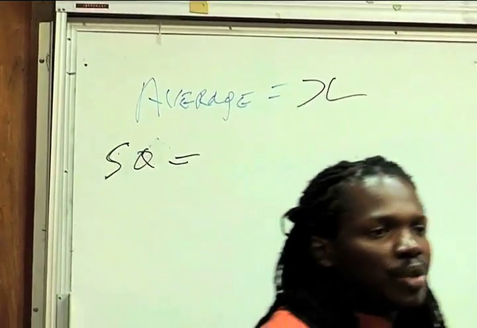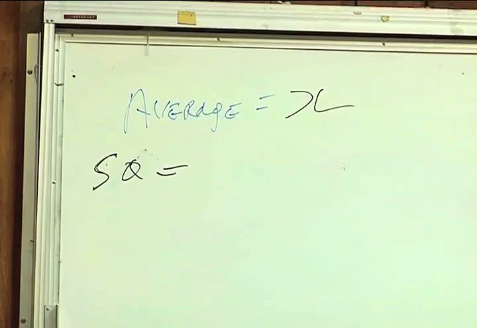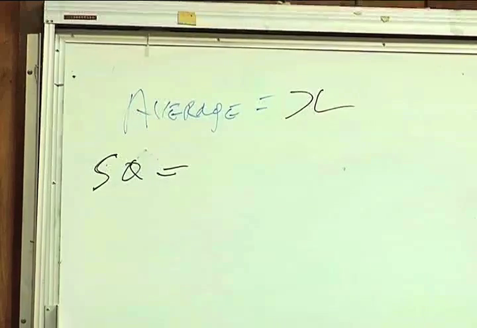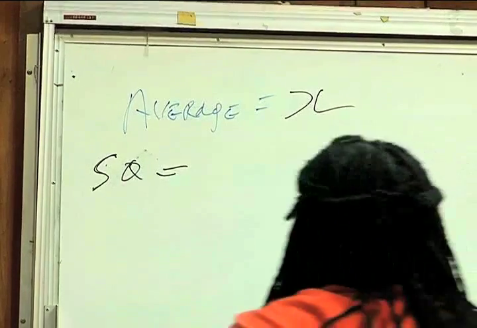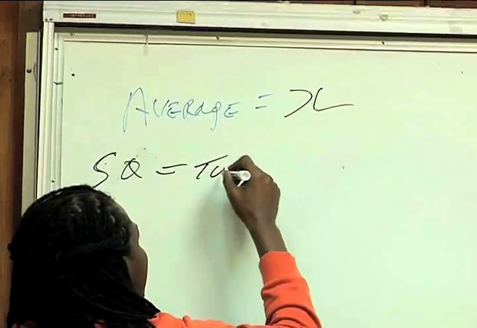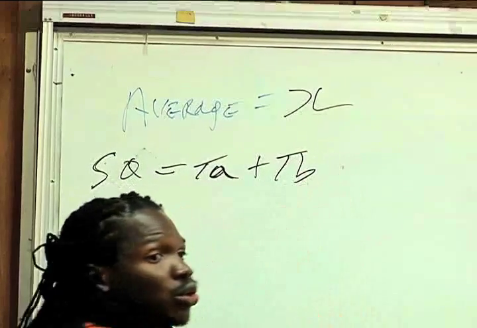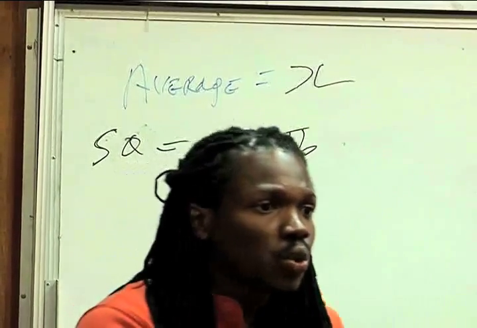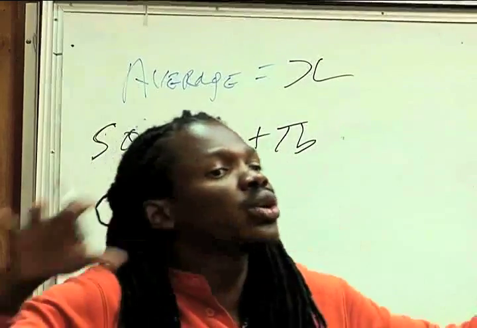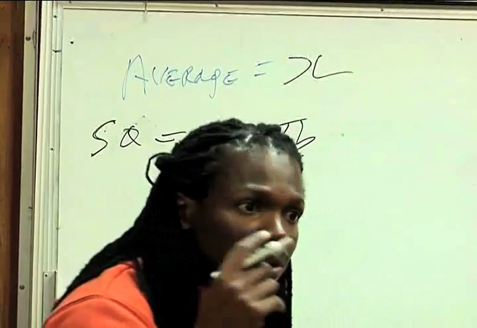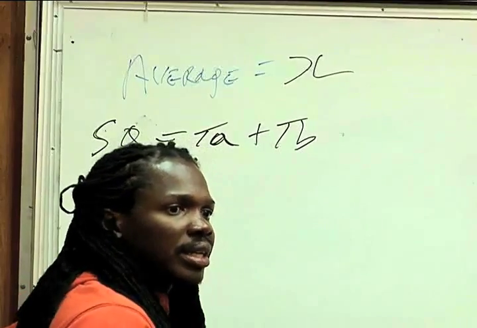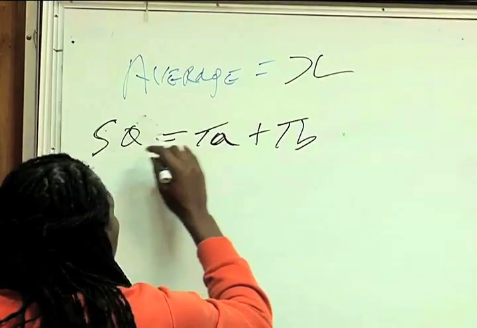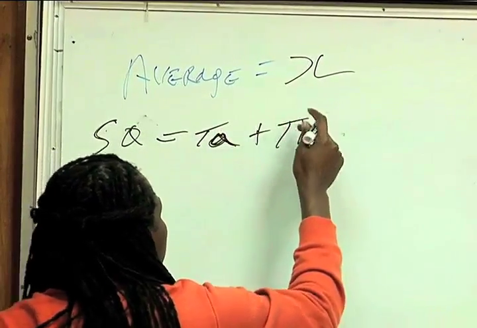How many quantities do we have? Two different types of quantity. We're going to come together to make one quantity. So the sum of quantities equals total A plus total B. Because we have students and teachers who are two different variables, but we want to know the total people. So the sum of quantities equals TA plus TB.